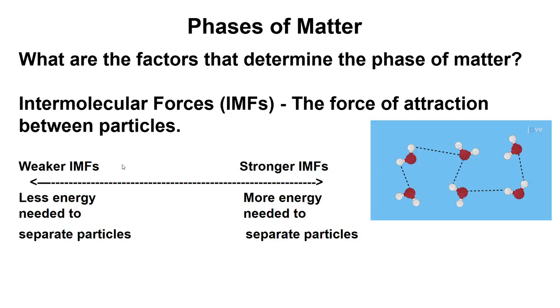My last one, intermolecular forces. This is my third factor. That's the attraction between my particles, whether it be atoms, molecules, or formula units. The weaker my interactions are, the less energy needs to separate my molecules. So it means that the weaker it is, the more likely it's a gas. The stronger my interactions, the more likely we're looking at a solid.